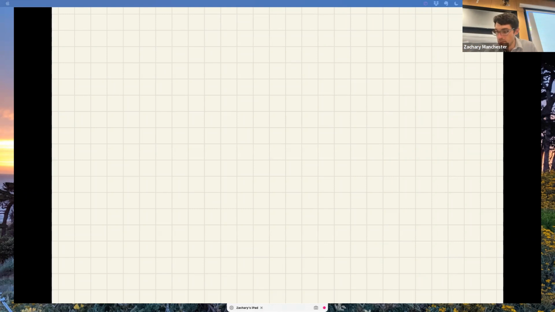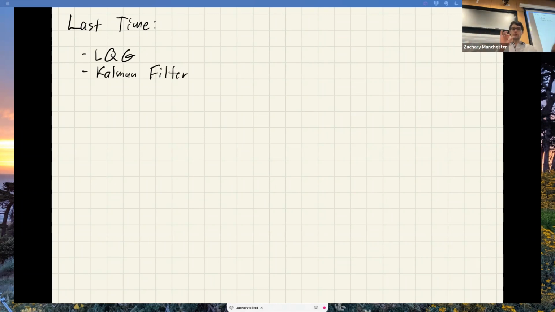Last time we finished this LQG story that was told in two parts by talking about the Kalman filter, and this whole idea of the separation principle. You can stick the Kalman filter and the LQR controller together and it's optimal and all things are nice. And then we talked about how we basically do that all the time, even if it's not optimal on nonlinear systems.